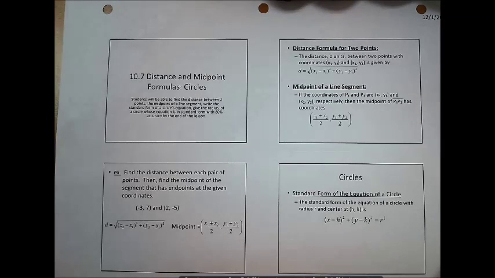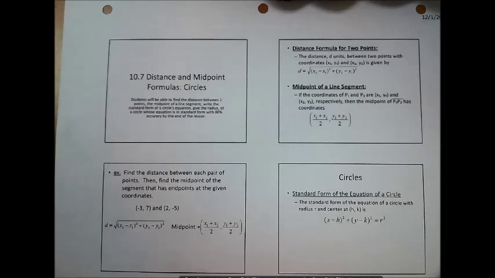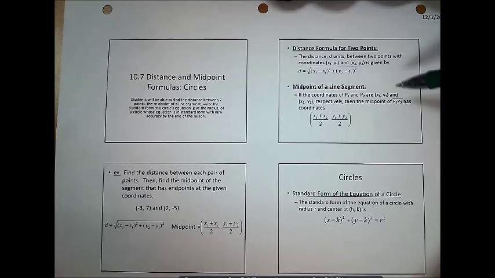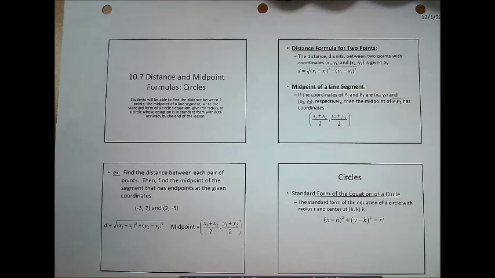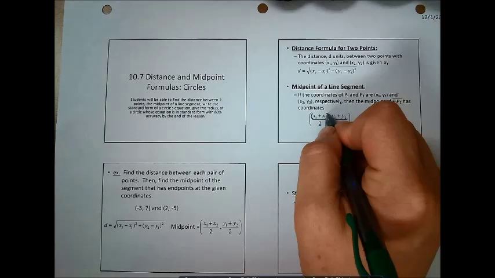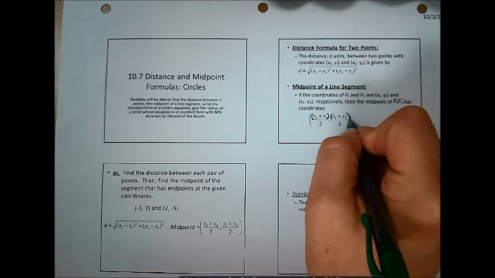Then we have the midpoint of a line segment, and you pretty much are taking those same 2 points and you're averaging. You're adding them together and dividing by 2. It's important to remember that if you're putting them in the calculator, you need to put parentheses around the top.